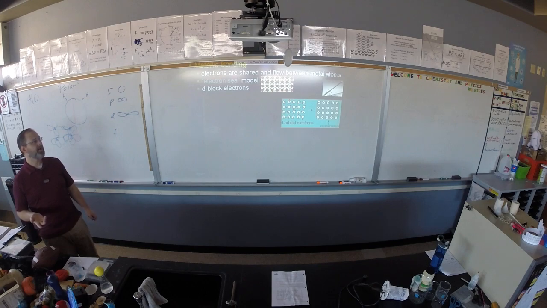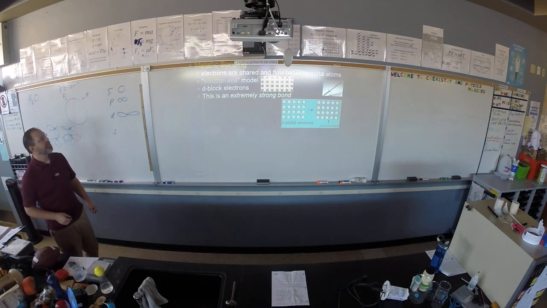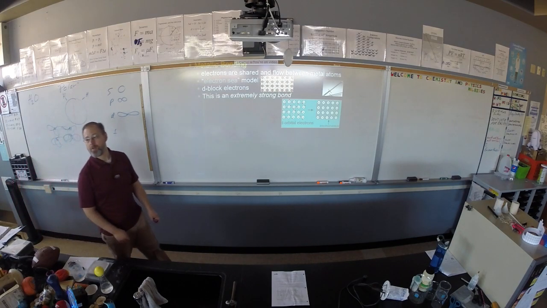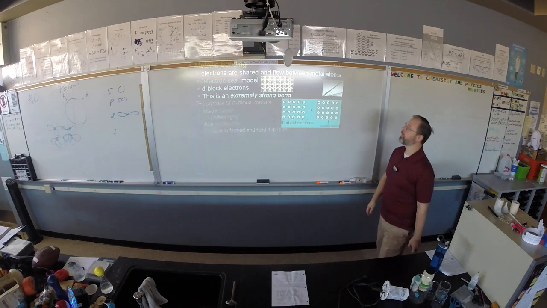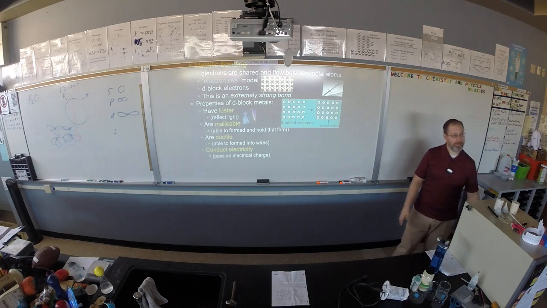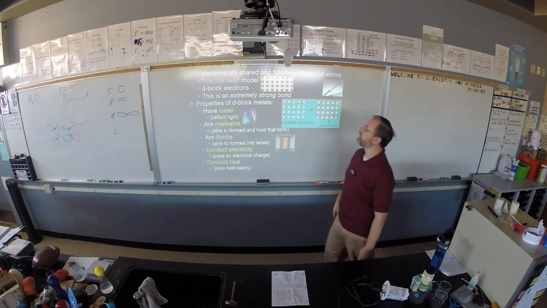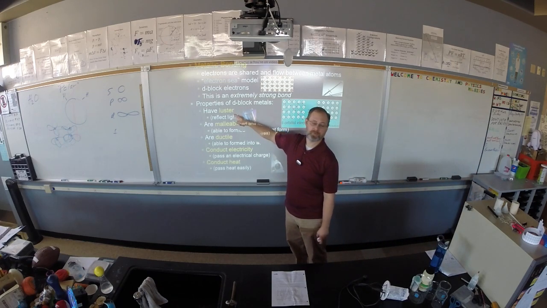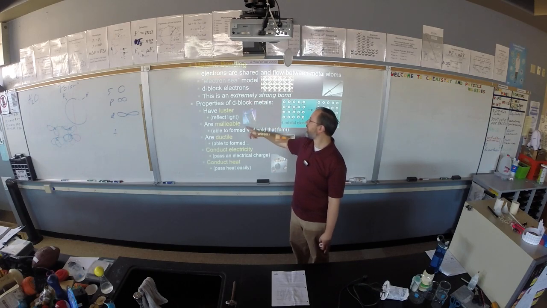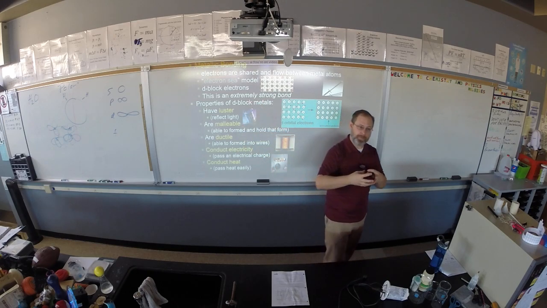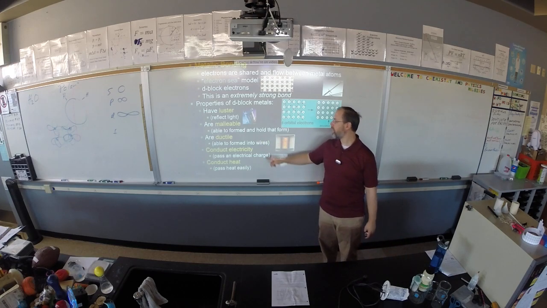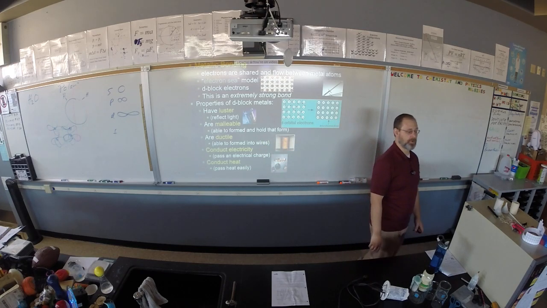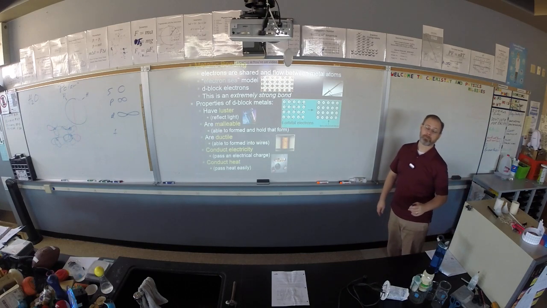Okay, this is why, again, all these properties I already talked about, this is an extremely strong bond, which is why it's really hard to break metals. And this is why they have the properties that they have. We talked about these properties last time. D block metals are lustrous, shiny. They're malleable, you can bend them and shape them, they'll hold that shape. They're ductile, you can form them into wires, and they are really good conductors of heat and really good conductors of electricity.